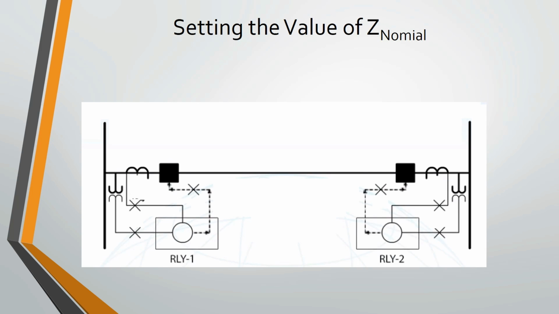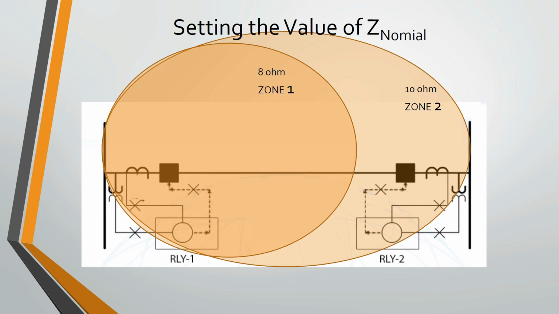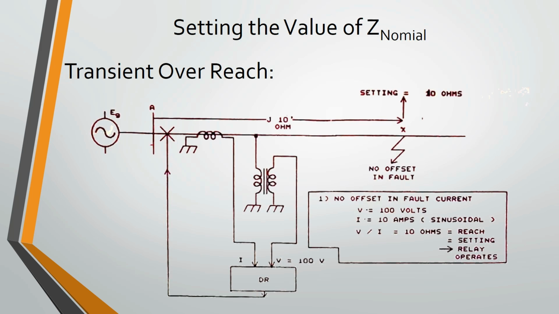Now setting the value of Z nominal. Basically, relay 1 does not occupy the entire 100%. Instead, it occupies 80 to 90 or 70 to 90% of the entire length of the transmission line as zone 1. But from relay 1, we have to protect the entire 100% of the line. So the entire zone 2 has to be protected. Why do we not set the entire 100% impedance under protection? Consider the transient overreach problem. Consider a fault at point X, that is at distance X from point A.